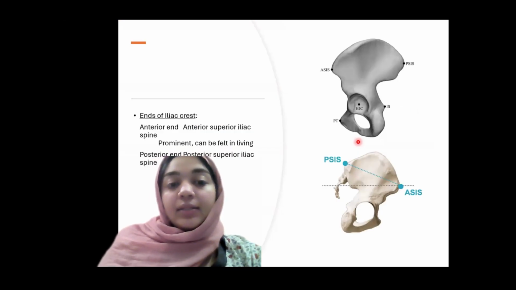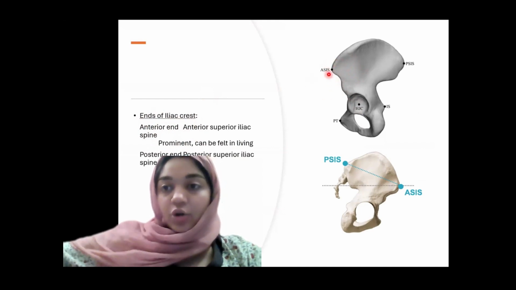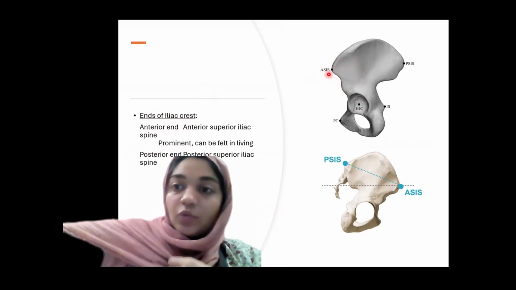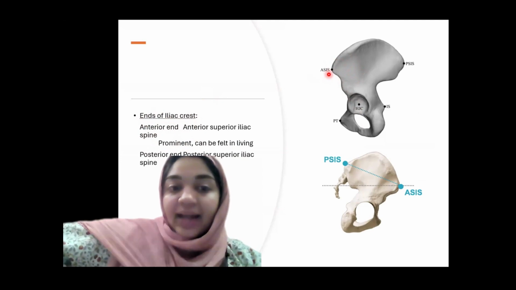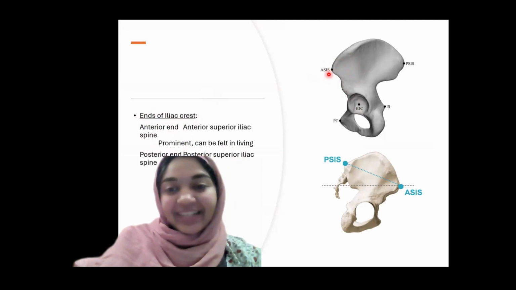Now, what was I saying? Ends of the iliac crest. So the anterior end is the anterior superior iliac spine. It can be prominent. If you touch your lower flank, you will be able to touch your anterior superior iliac spine. Posterior superior iliac spine, I don't think you can really feel it.